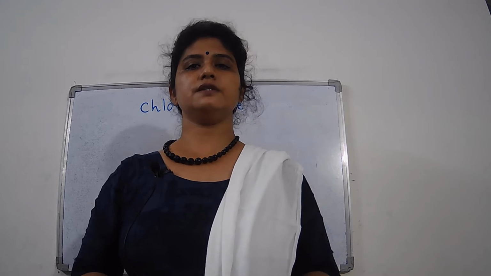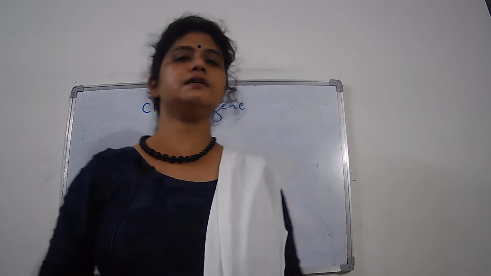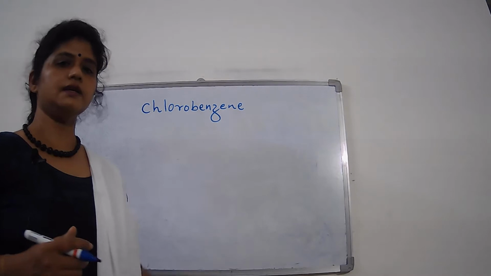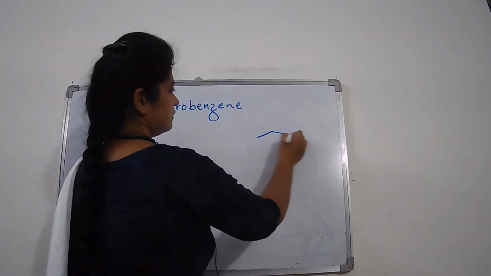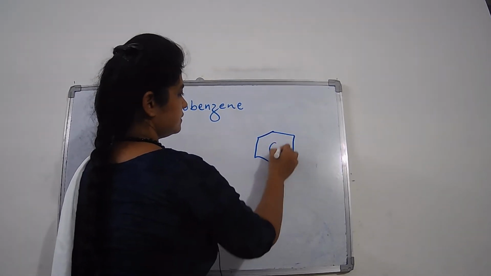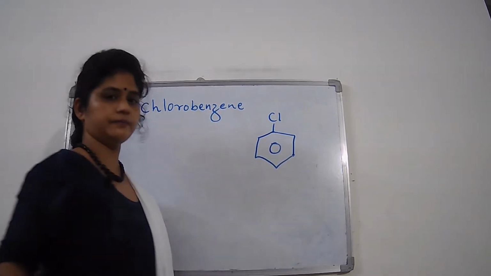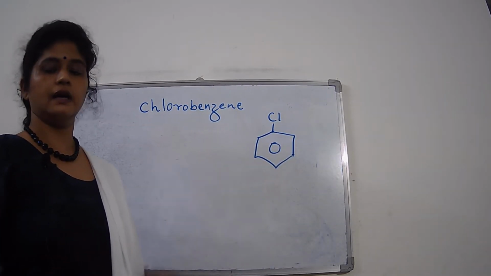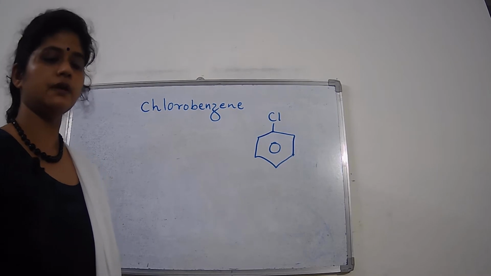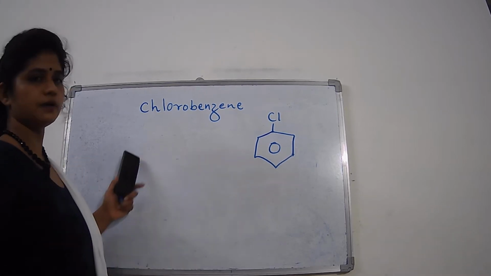Today we are going to discuss a new compound, chlorobenzene. This is also a compound where we have a nucleus, benzene, and a side chain, chlorine. So this is chlorobenzene. How is it formed? There are three methods by which we can prepare chlorobenzene.